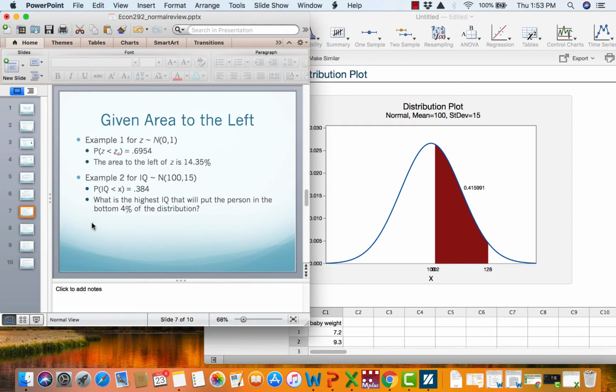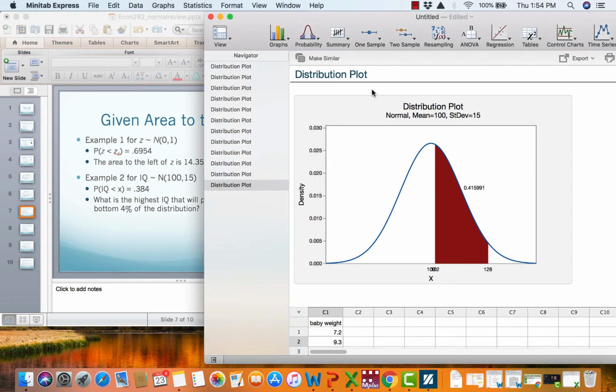All right, let's start with what happens when you're given the area to the left. We're going to go back to the standard normal distribution, and what we see here in this first problem, what it's asking, in statistical shorthand, is what is the probability of z less than some z-score, that equals 69.54%.